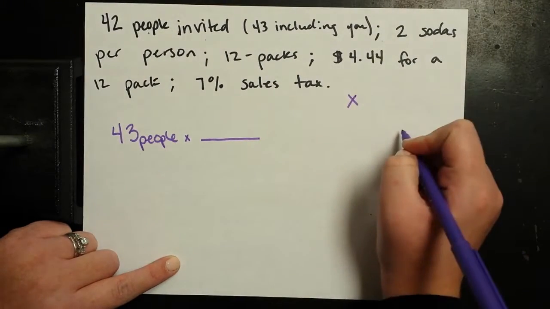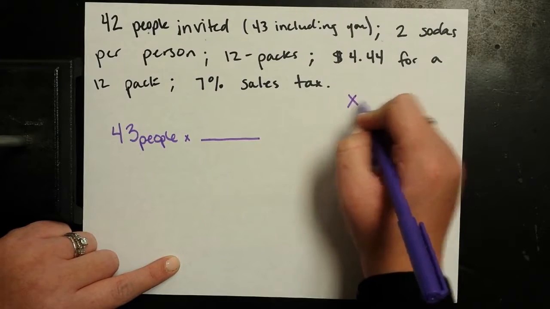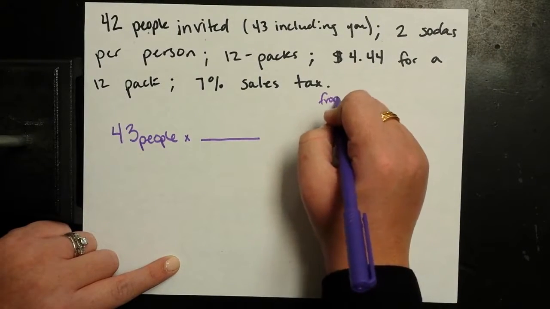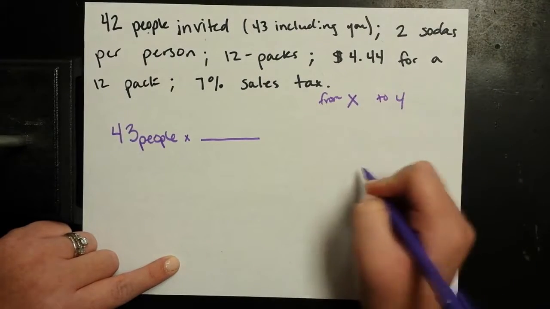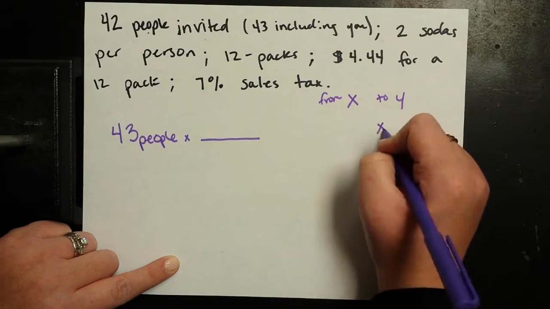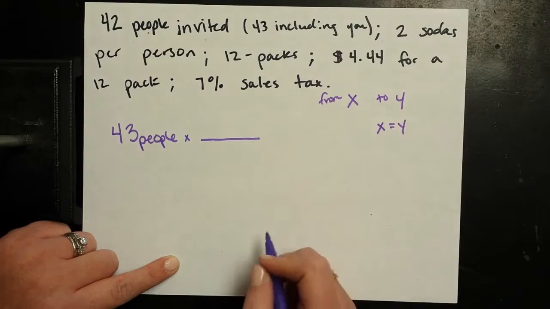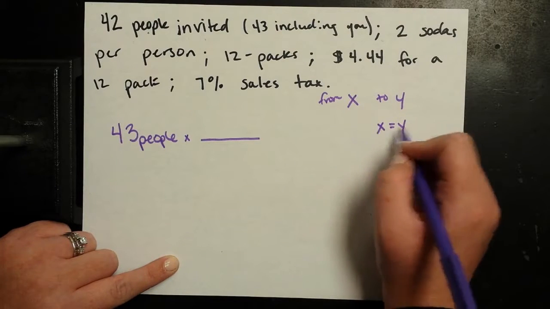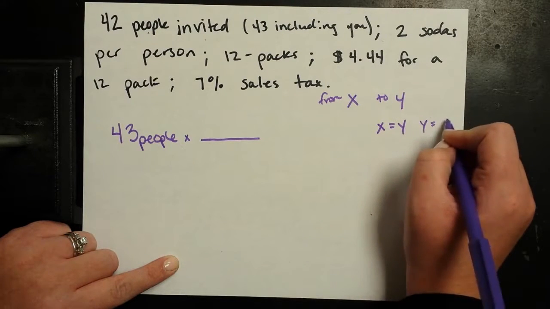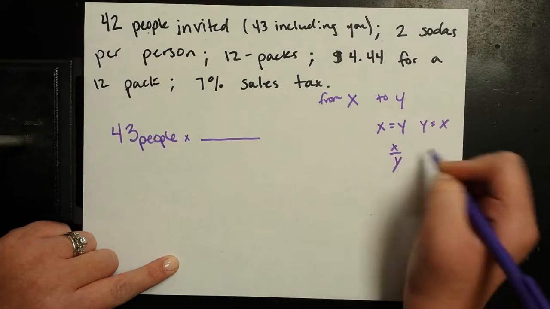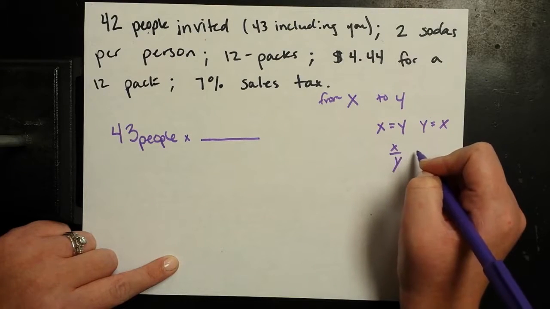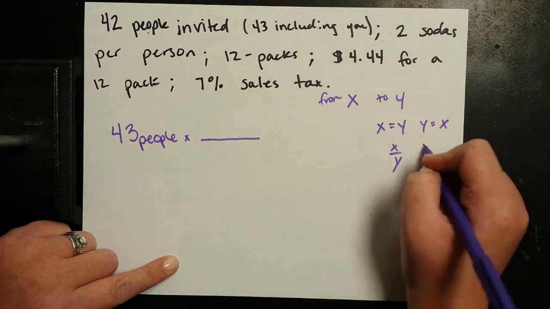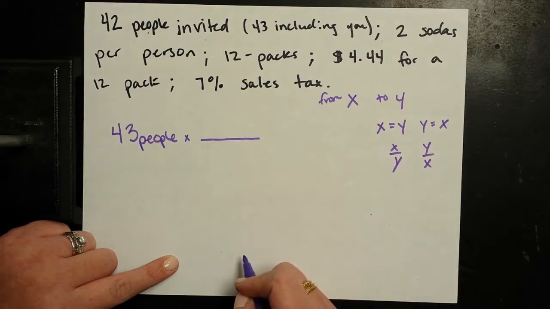If I have X and I want to get into a Y, so I'm going to go from X to Y. And I know that X is equal to Y. All right, then I know that if X is equal to Y, then Y is equal to X. So X divided by Y is the same thing. It's just 1. So that's an equality as a ratio. And Y over X is also the same thing.